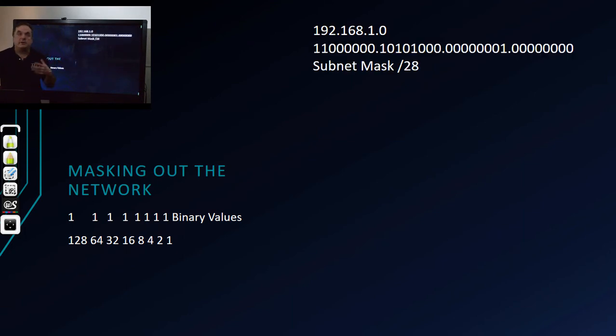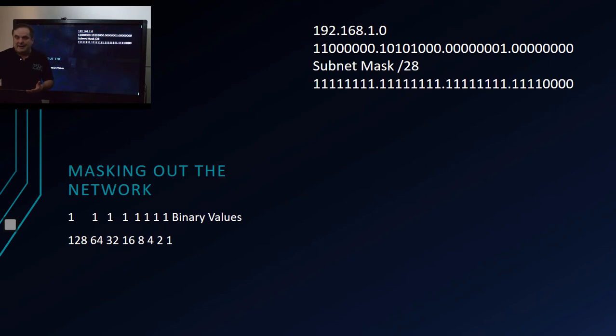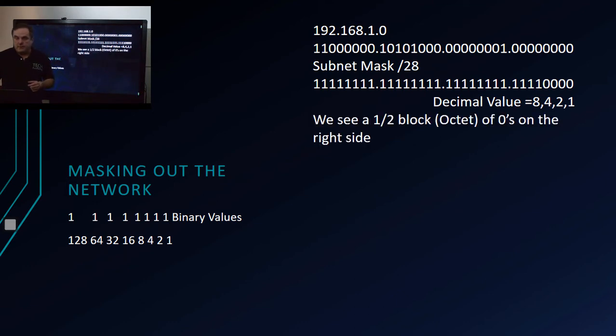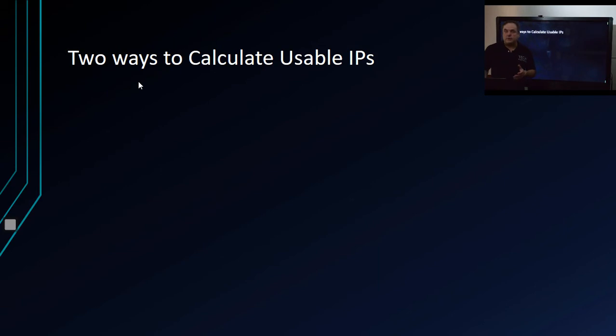And this time we're going to use the subnet mask of /28 instead of /24. So if we do the conversion once again from decimal, we see the last 4 bits add up to 1 plus 2 plus 4 plus 8, because we always go from right to left. And you can take a look at the binary values in the lower left corner just to confirm that. So we see half an octet of zeros on the right-hand side. 4 zeros on the right-hand side means 4 bits. So we have 2 different ways to calculate usable IP addresses.